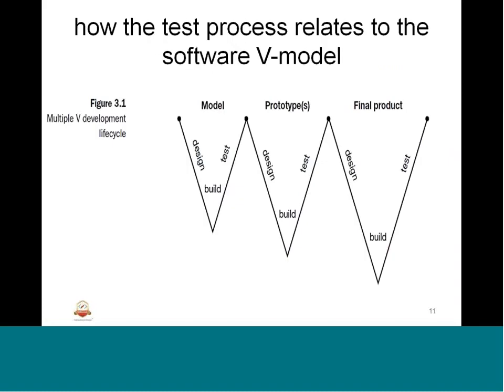Also, we studied how the test processes are related to the software V model. We understood about the multiple V development life cycle. You can see model, prototype, and final product, and each has its own V model, and that's why it's called multiple V developments or a life cycle model. And that life cycle model has on the right hand side edge the test aspects or test activity, and that is on par with the left hand edge of the particular model or prototype or the final product development. So that is how it is aligned with the V model.